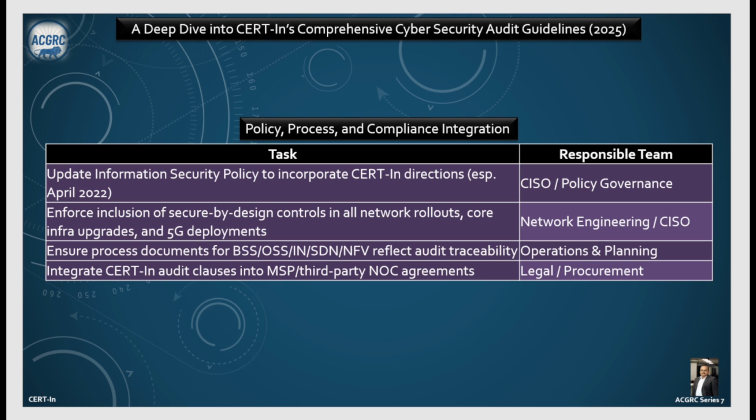Step 3 is to ensure process documents for BSS, OSS, and so on reflect the audit traceability. This is where you have to pull in your operation heads and the planning heads. Step 4 is to integrate your CERT-In audit clauses into your third-party agreements. Hence, you need to loop in your legal and procurement teams.